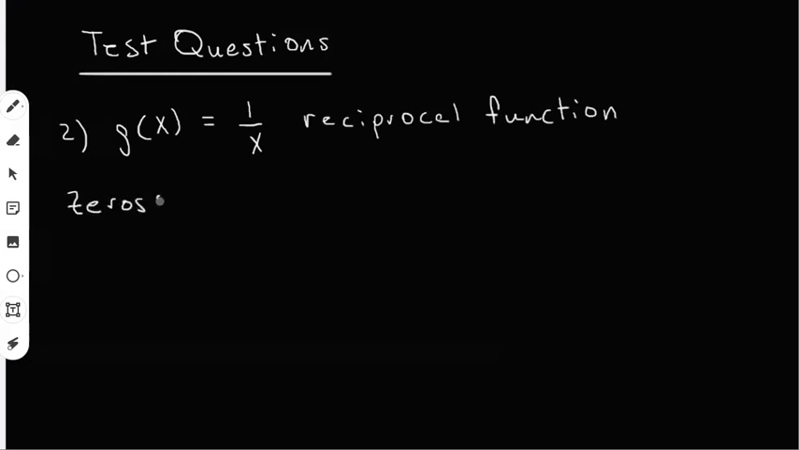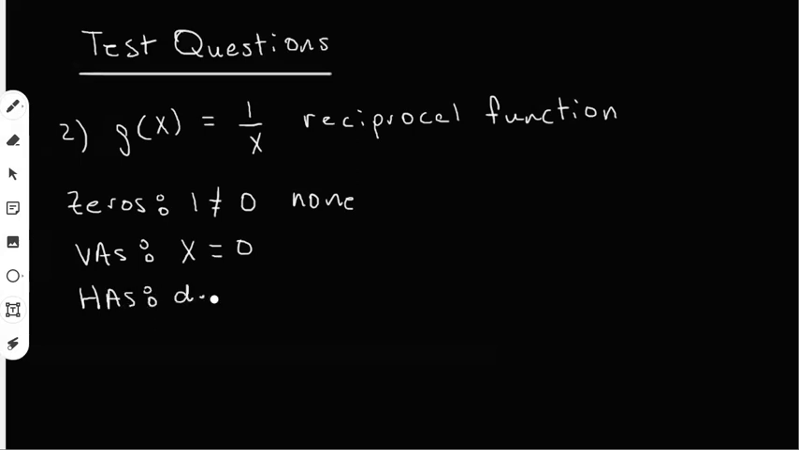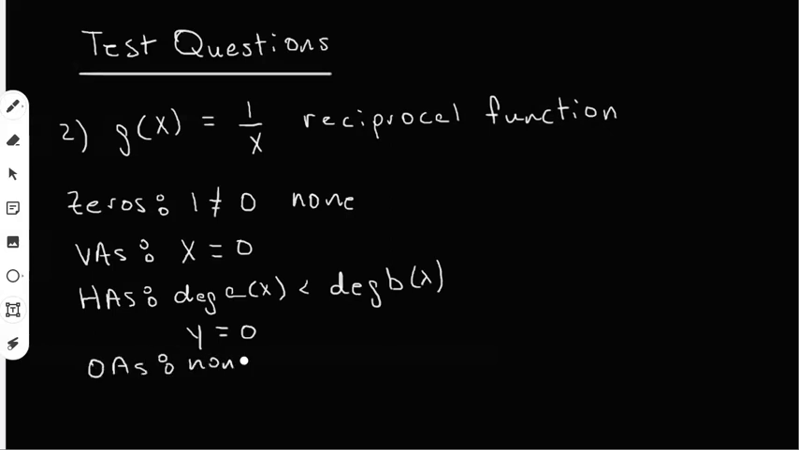Now for zeros, if we set the top equal to 0, we're going to get 1 equals 0. That's nonsense, so we don't have any x-intercepts. But for vertical asymptotes, if we set the bottom equal to 0, we're going to have x equals 0, and that is already solved for you, so you're good. Moving on to horizontal asymptotes, we know that the degree of the top is going to be less than the degree of the denominator. So we're going to have y equals 0. We don't have any oblique asymptotes, so I'm going to write none.